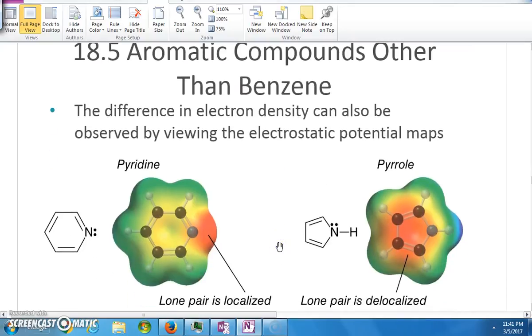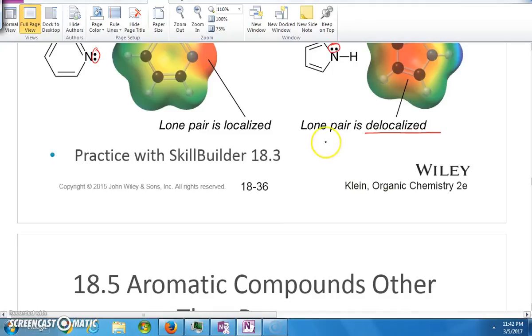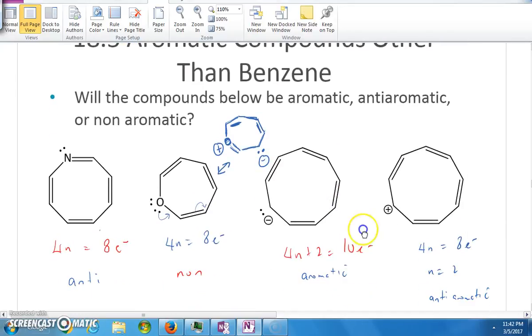The difference in electron density can also be observed by viewing the electrostatic potential maps. For instance, in pyridine, you can see here that the electron pair is not necessary to make it aromatic, while here the electron pair is necessary to make it aromatic, or the electron pair is delocalized, and so it acts as a very, very weak base. Now, these are just some examples.